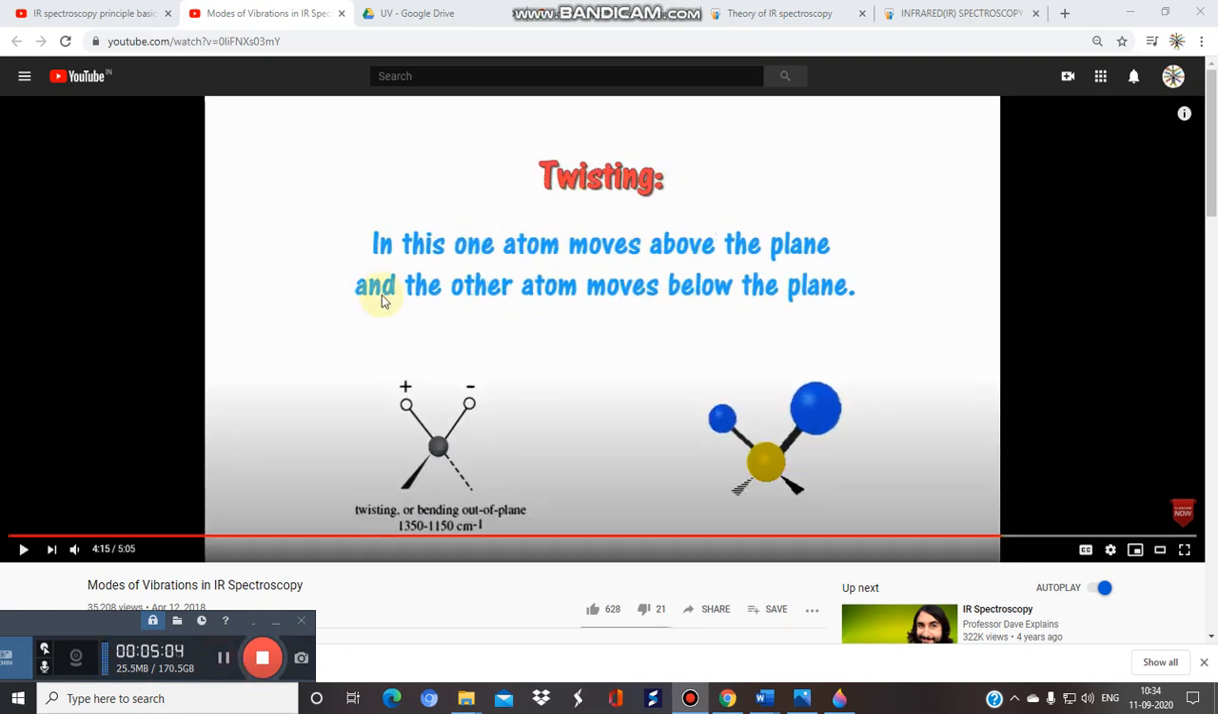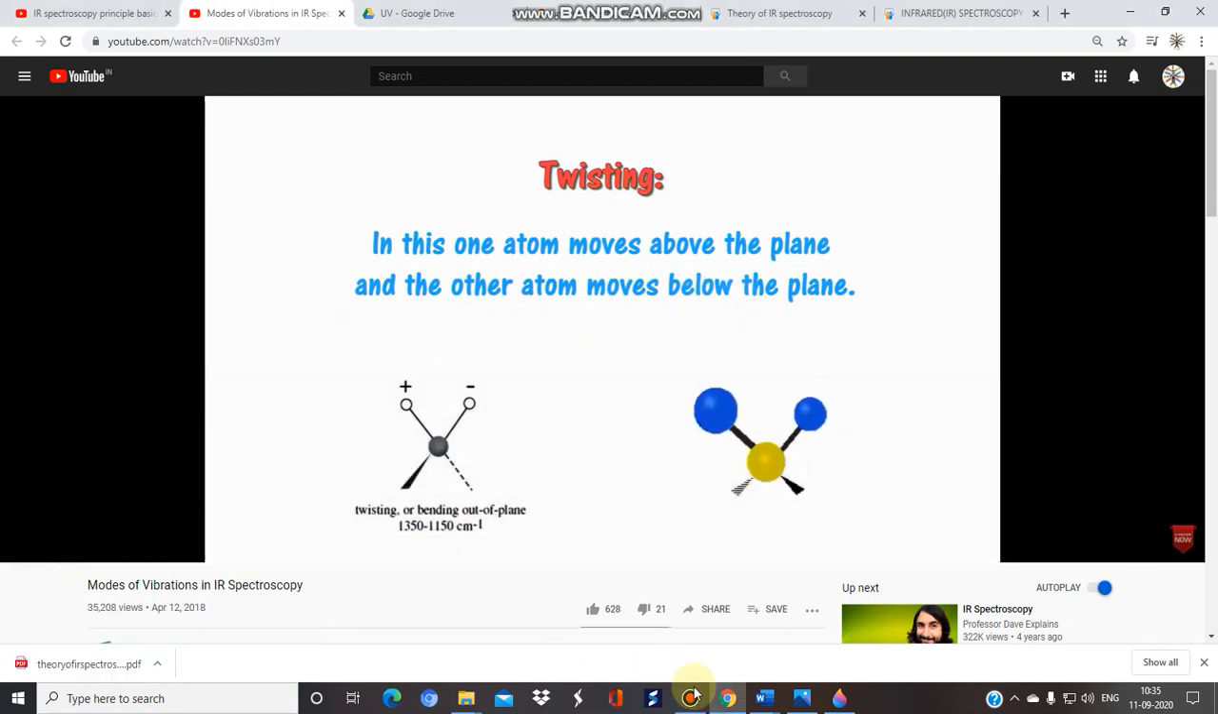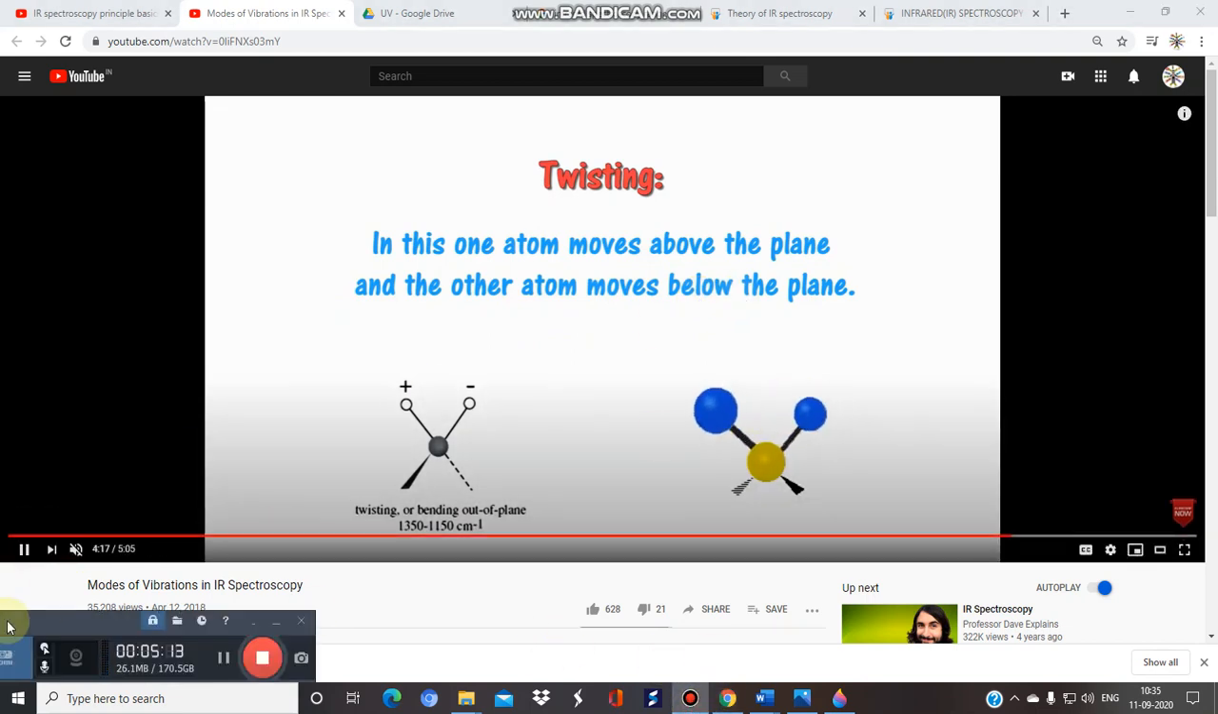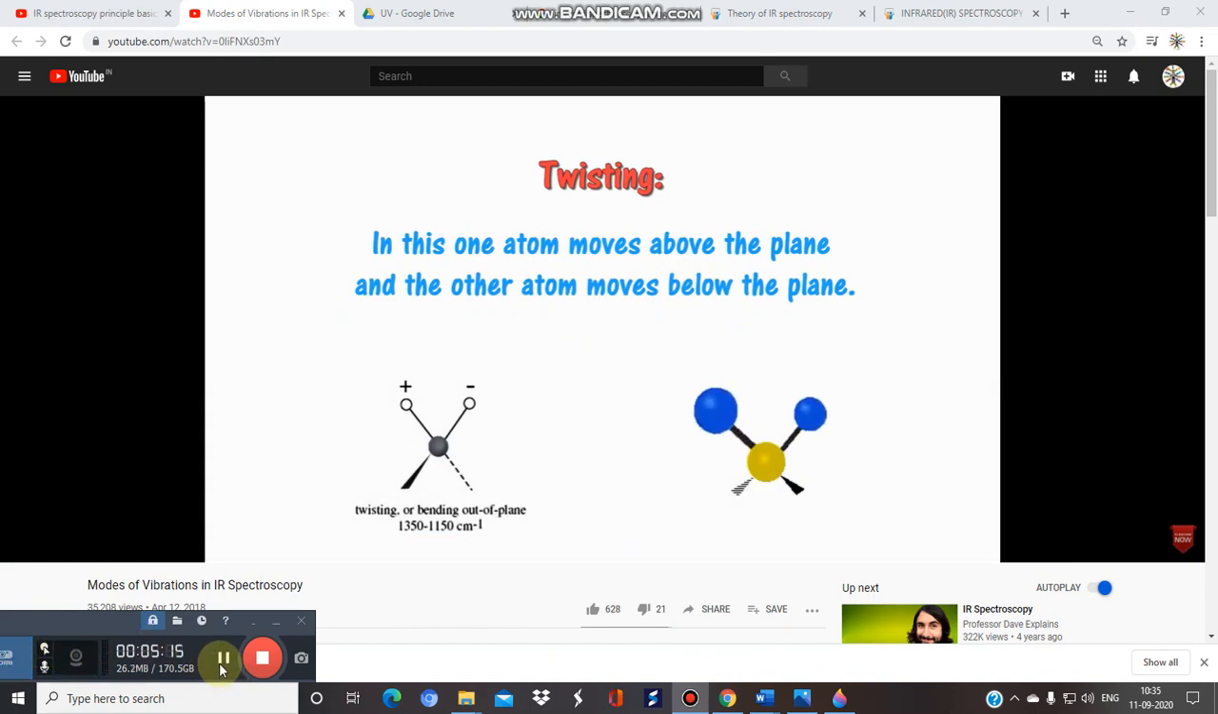So next is the twisting. In this, one atom moves above the plane and the other atom moves below the plane. So let me again start this video. Okay, now very simple.